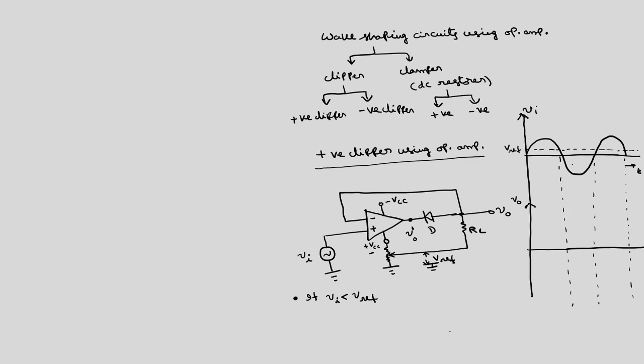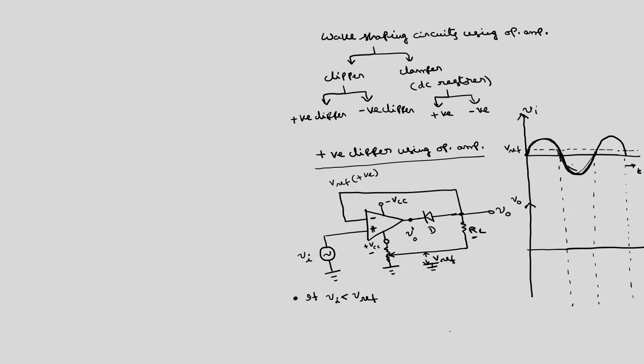This will cover two cases. Here Vi is less than V reference, and here also Vi is less than V reference, except for this portion. So during this portion and during this portion, what will be the output? You can see that here V reference is applied to the negative terminal. Of course there will be some small drop across this RL, so here the voltage is almost V reference, which is positive, applied to the negative terminal, whereas Vi is applied to the non-inverting terminal, the positive terminal of the op amp.